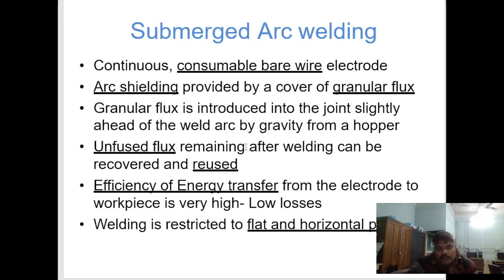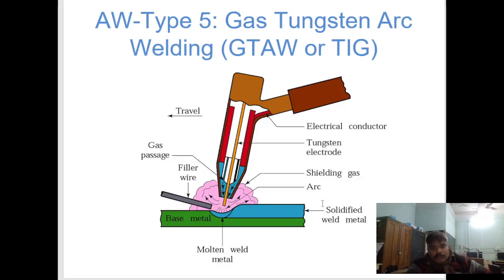Submerged arc welding: continuously consumable bare wire electrode, arc shielding provided by a cover of granular flux. Granular flux is introduced into the joint slightly ahead of the weld arc by gravity from a hopper. Unfused flux remaining after welding can be recovered and reused. Efficiency of energy transfer from the electrode to workpiece is very high. Welding is restricted to flat and horizontal positions. We cannot do the welding in vertical position.